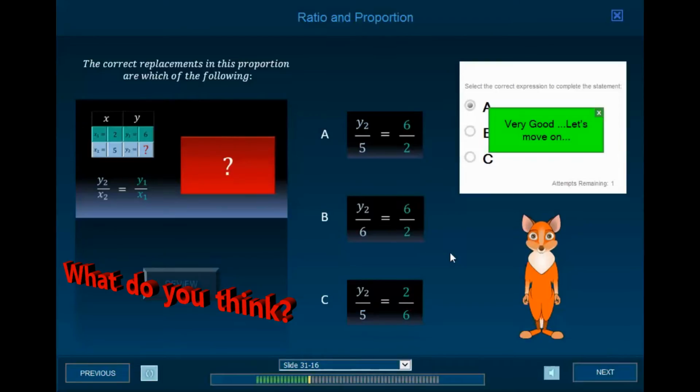You're right. The correct replacements in this proportion is answer choice A.